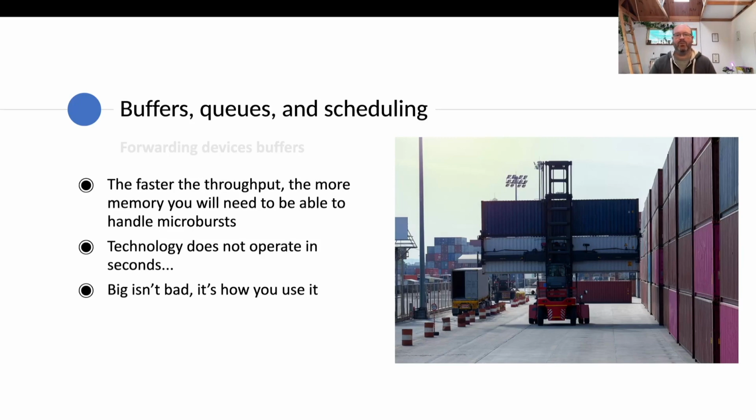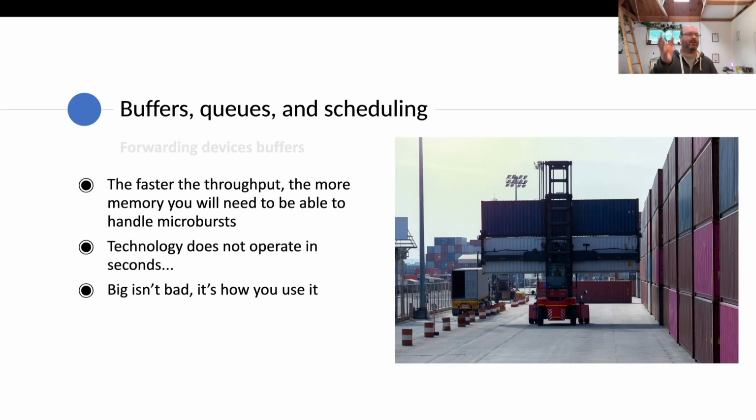One of the things that applies to forwarding devices is that the faster the throughput, the more memory we need to be able to handle microbursts. Remember that technology does not operate in seconds. You cannot say that I have a 10 megabit connection and I start dropping packets at 4 megabits. Computing and technologies don't operate in seconds. They operate at much, much smaller timescales than that, depending on the frequency of the CPU. It means that we can effectively saturate a connection very, very quickly.